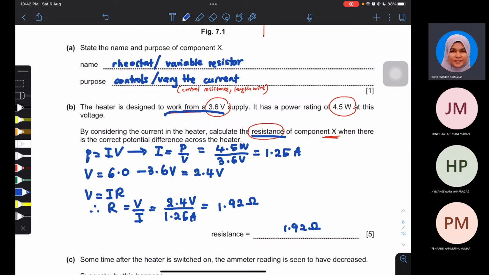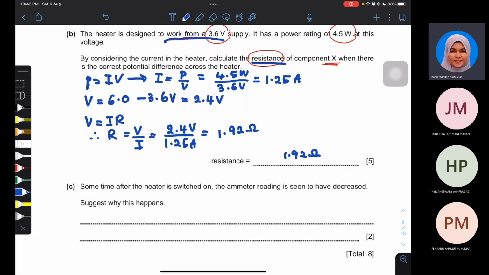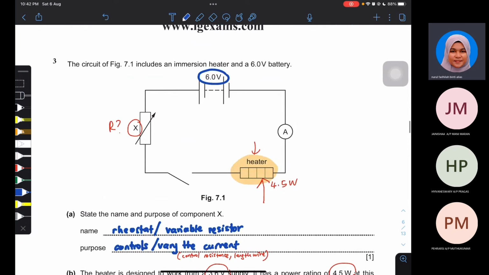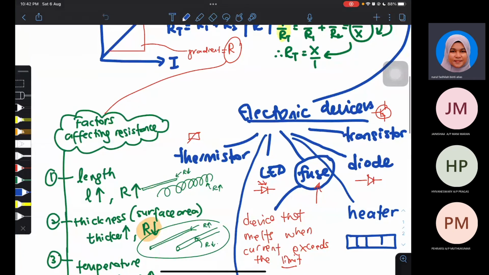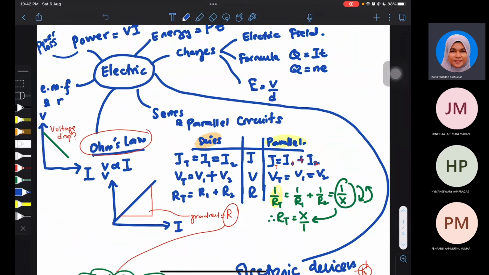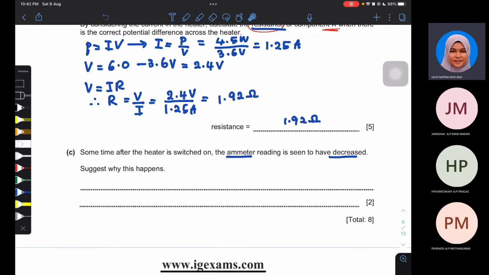Okay. Now, sometime after the heater is switched on, the ammeter reading is seen to have decreased. Ammeter reading decrease. Mana ammeter? Sini. Okay, lama-lama bacaan current decreases. Why? Why this happens? So, inilah dalam tajuk EMF. So, actually, what happened?